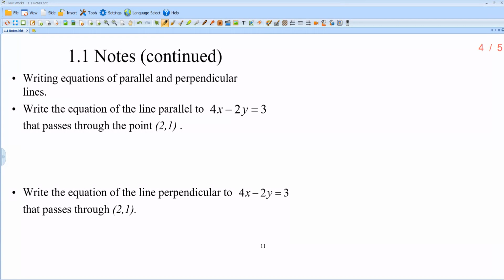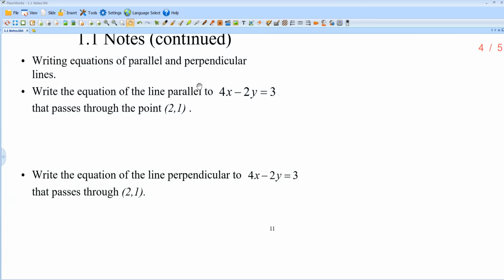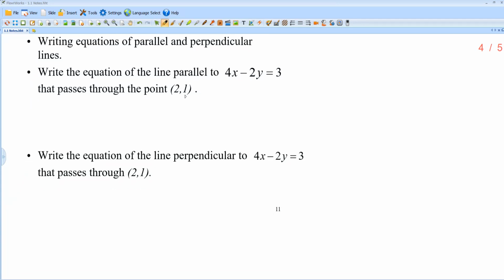All right, moving along, the next one that we have, writing equations of parallel and perpendicular lines. So if I want to write the equation of something that's parallel or perpendicular to a different line, write the equation of a line that's parallel to 4x minus 2y equals 3 that passes through the point (2, 1). So all that I need from this is the slope, because all we're saying is that it's parallel to that. Well, in order to get the slope of this, I have to solve for y. So I'll subtract the 4x.